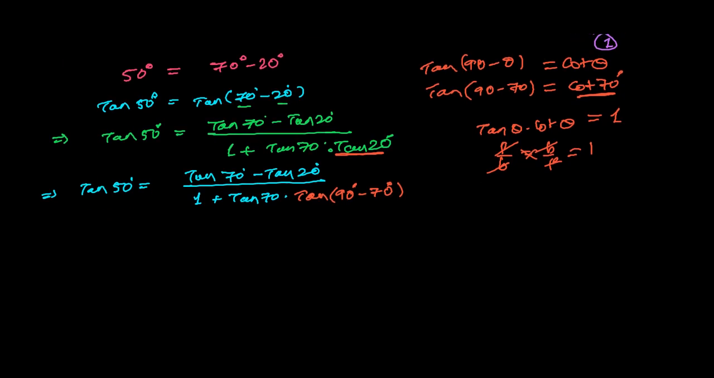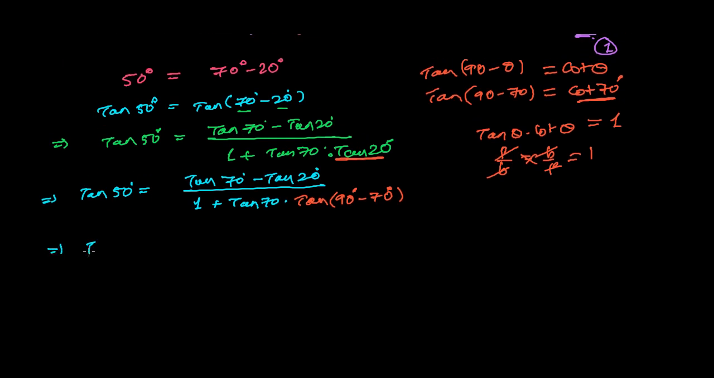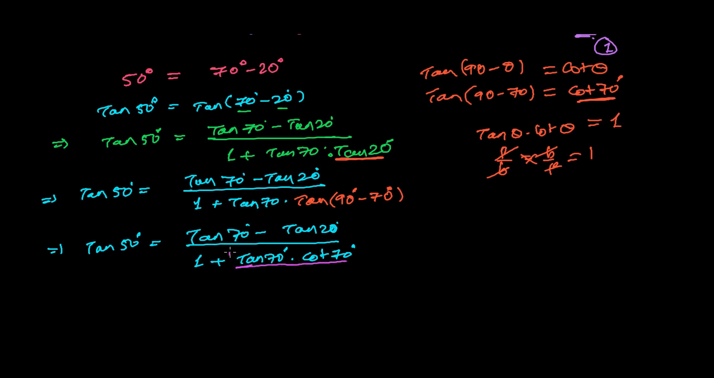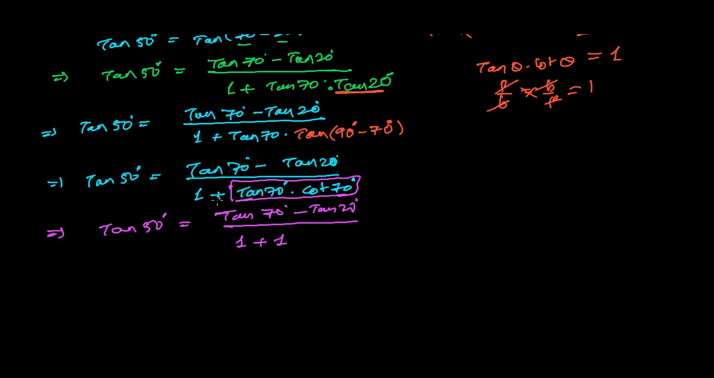All right, and in the next step, this tan 50 degree is equal to tan 70 degree minus tan 20 degree divided by 1 plus tan 70 degree times this tan 90 minus 70. I can write here cot 70 degree. So this particular thing is going to give me the value of 1. All right, so this is now tan 50 degree, that is actually tan 70 degree minus tan 20 degree divided by 1 plus 1.